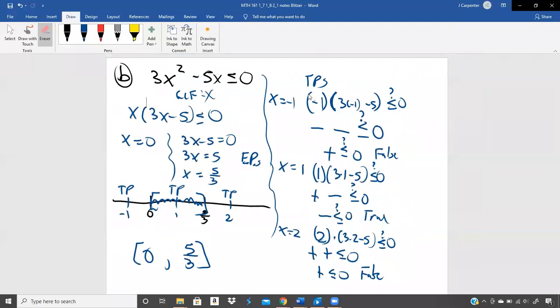So again, when I plugged in the negative one, the positive one and the two, I could have plugged them into the black ink, the 3x squared minus the 5x. The conclusion should be the same. I could have plugged them into the factored form and actually shown all the work. The 3 times the 1 minus 5, that was negative 2. Negative 2 times 1 is negative 2. So negative 2 is less than 0. True. Yep, same conclusion. 3 times 2 is 6. 6 minus 5 is 1. 1 times 2 is 2. 2 is not less than 0. False. Same conclusion.